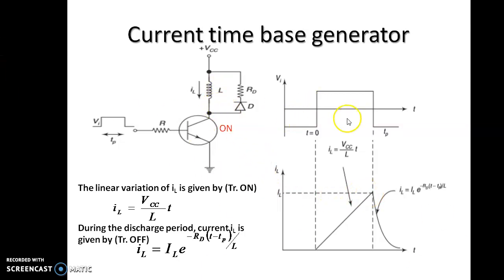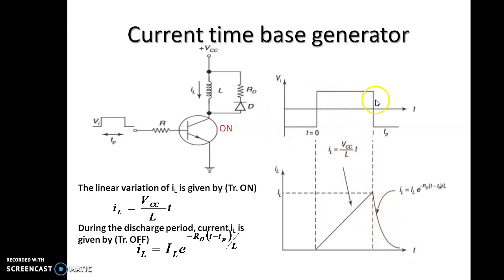Okay, so now let us conclude. This is the input waveform to the circuit and this is the output waveform. Previously, for this portion of the input, the transistor remains off. When a positive pulse is applied to the circuit at T equal to 0, the transistor conducts and the current IL through the inductance increases linearly with time, and the sweep terminates at T equal to Tp. Once again the transistor turns off and the current now flows through the diode D until it becomes 0.